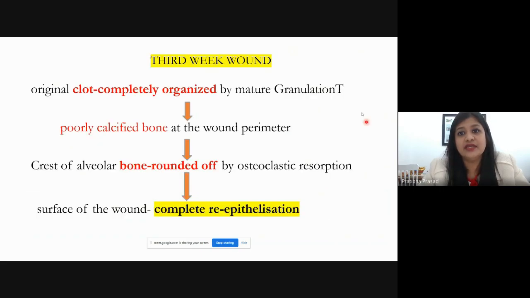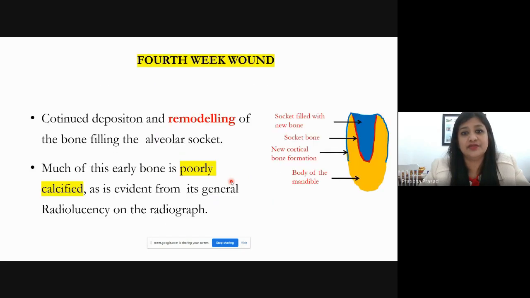In the third week, the clot is completely replaced by the granulation tissue, which has fibers, blood vessels, inflammatory cells, fibroblasts, all of this. And there is a woven bone or poorly calcified bone at the wound perimeter. And at the crest, the bone is completely rounded off, and epithelialization is also complete by the third week.